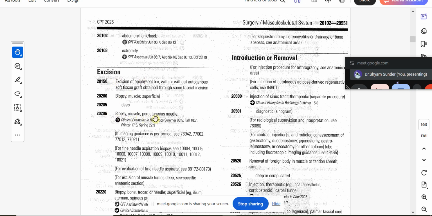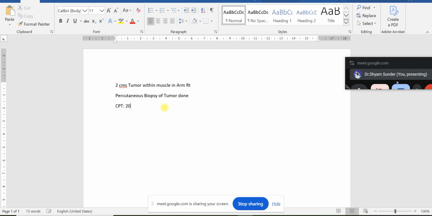So biopsy, muscle, percutaneous needle. This is exactly matching, right? So these general codes are not only for the arm, but for any body area. So your final code is 20206. You can give the RT modifier to indicate the right side of the body.